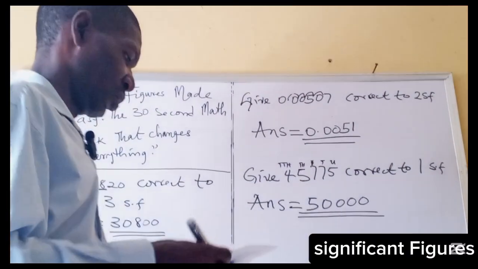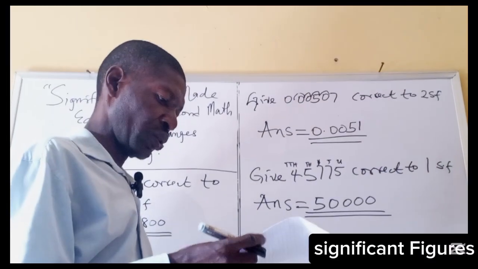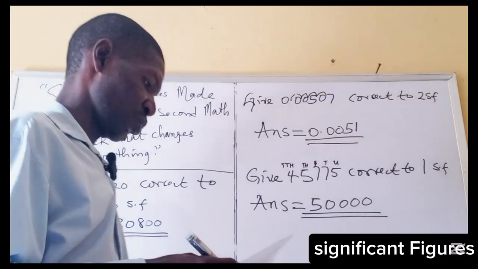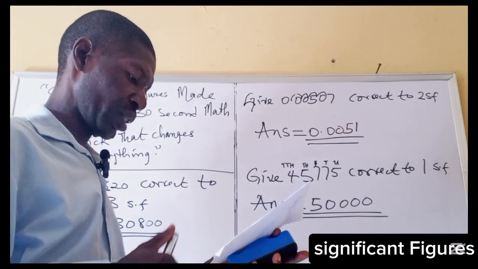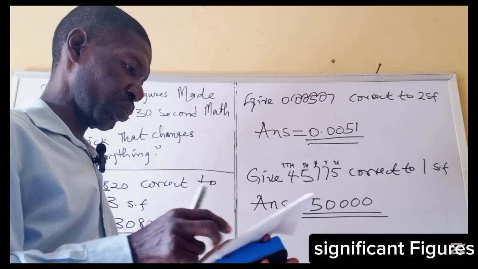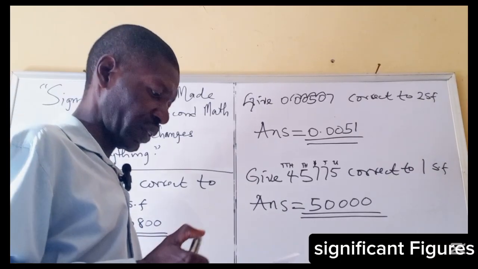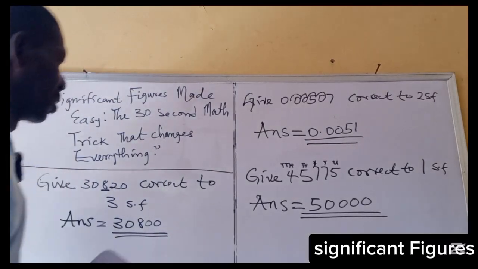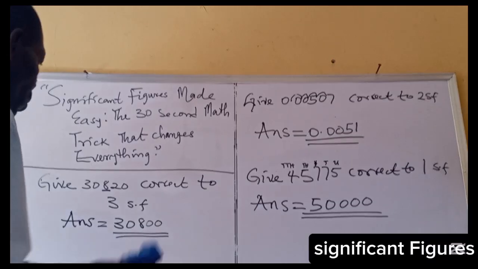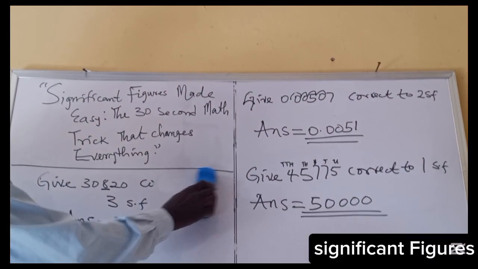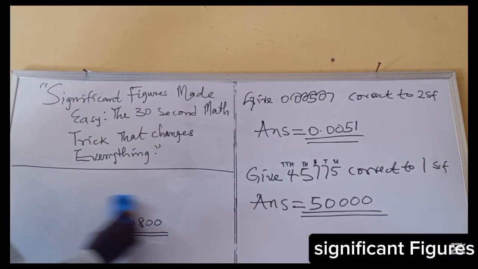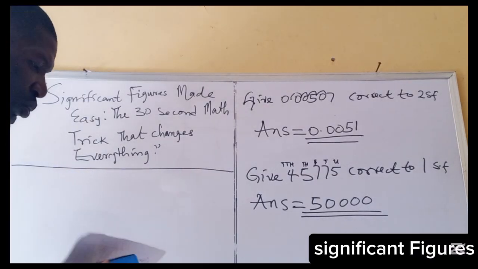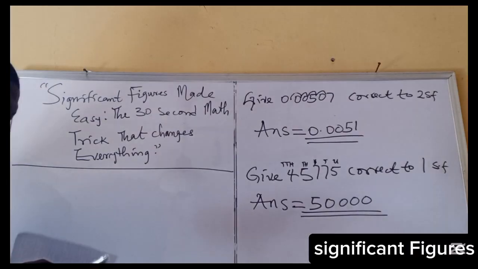Are you following? So, I think we have explained how to correct to one significant figure, 2 significant figure, 3 significant figure, and there's another one I want to give so that you can understand it. Let us look at another example so that you'll be able to solve any question involving significant figure.